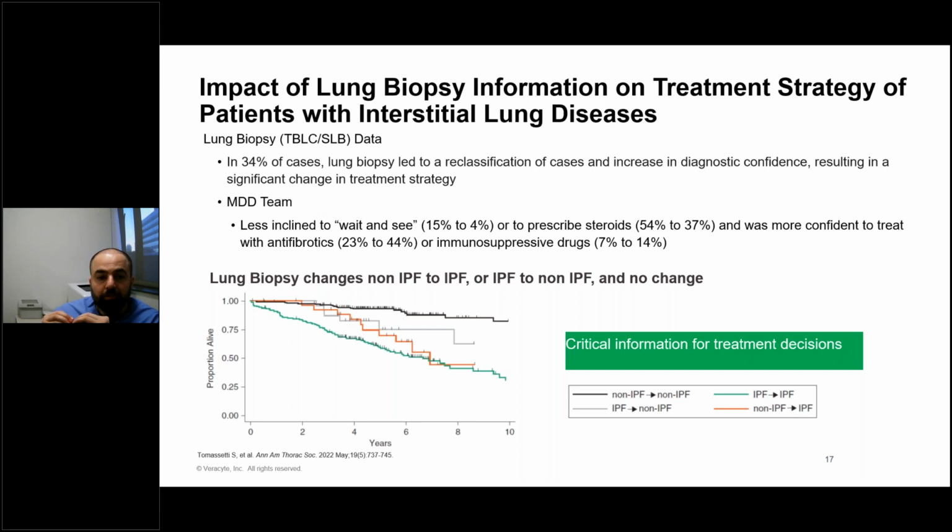The MDD team, following the cryobiopsy, were less inclined to wait and see, less inclined to prescribe steroids, and more confident to treat patients with either antifibrotics or immunosuppressant medications, depending on the cryobiopsy. But it also shows that if patients were labeled as a non-IPF pattern before the biopsy and then eventually labeled as an IPF pattern, they did much worse compared to patients who were labeled IPF and eventually the biopsy showed a non-IPF pattern. That means a biopsy is important for treatment, for reclassification of patients, as well as for prognosis.